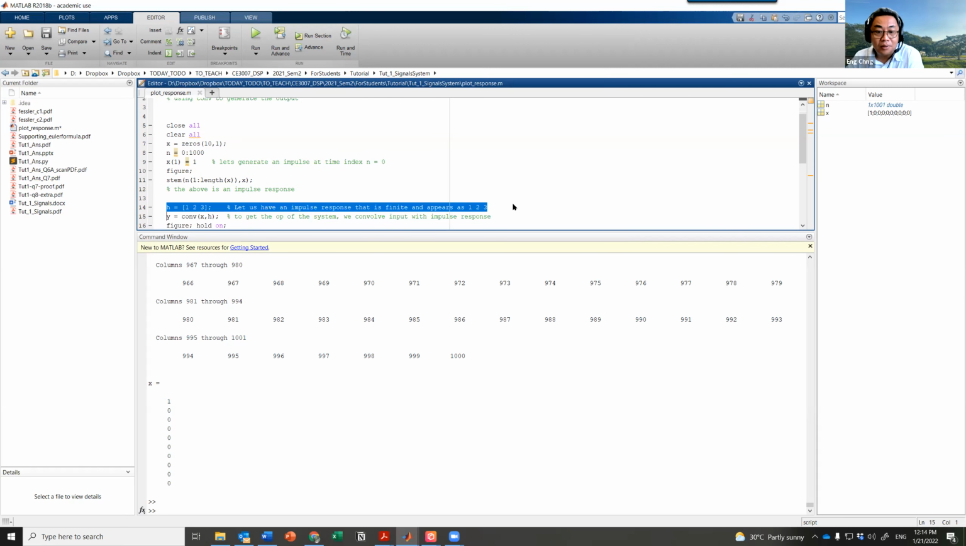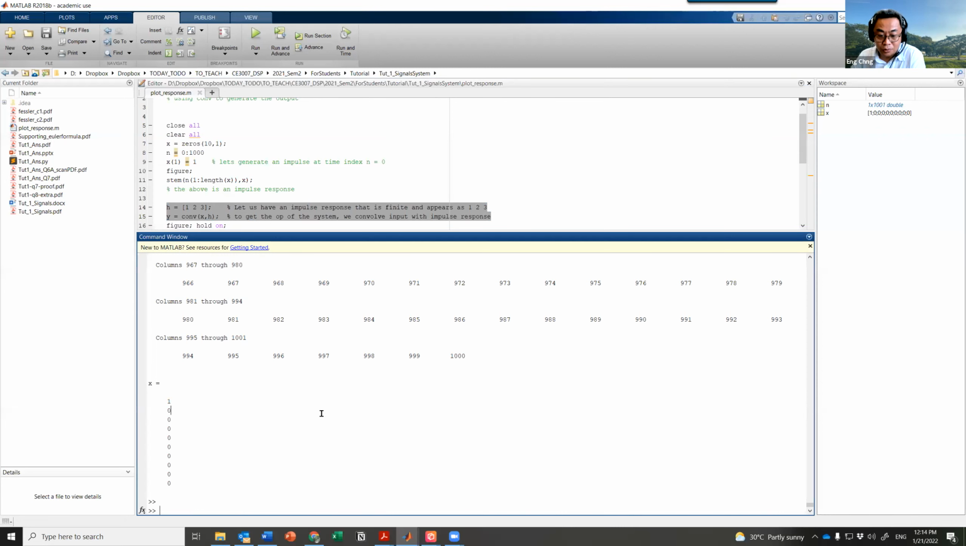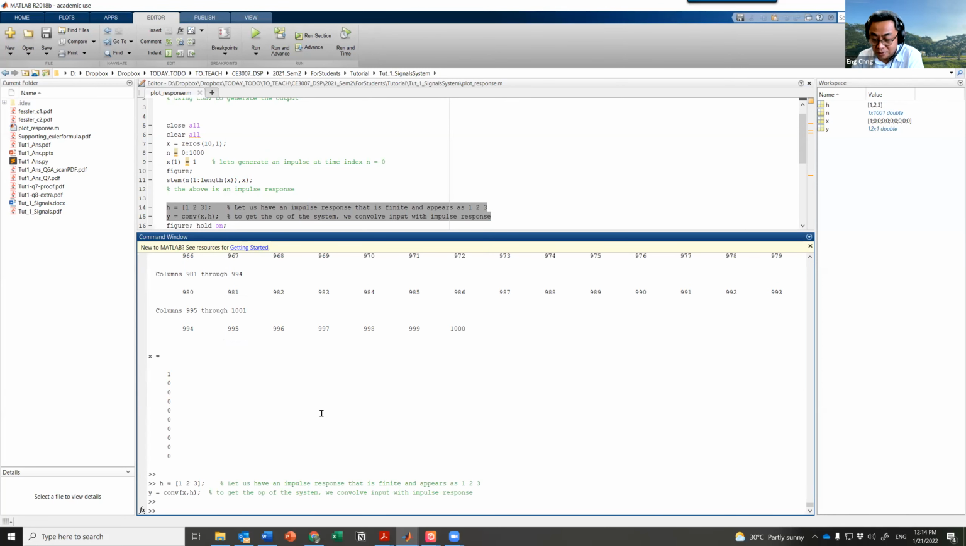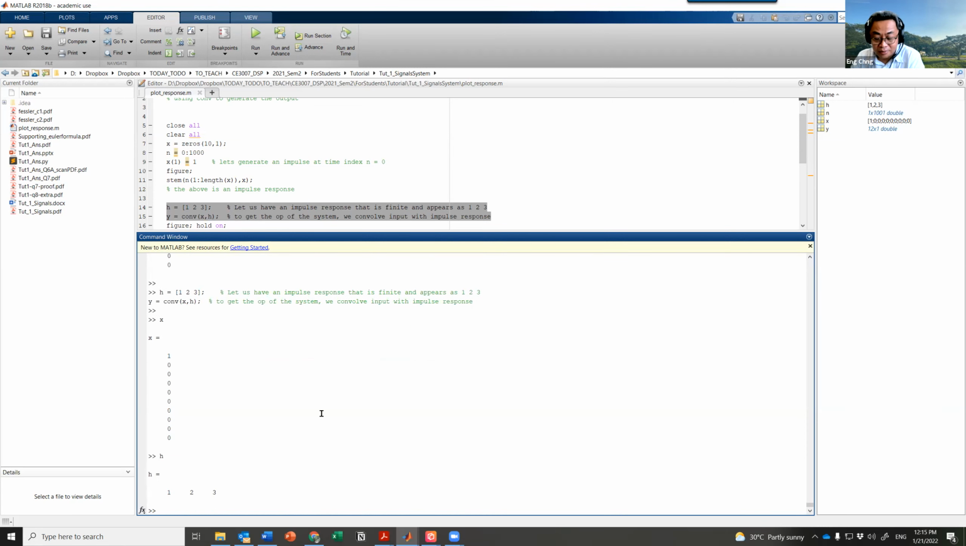My output is X convolved with H. So now I will show you X convolved with H. My X is this, my H is this, and my Y is this, 1, 2, 3, exactly like what we have in the equation. All right, so CONV is a function that's nothing but convolving X with H.